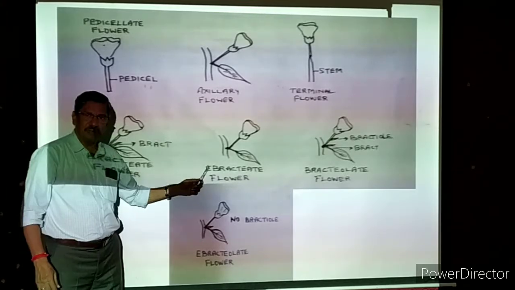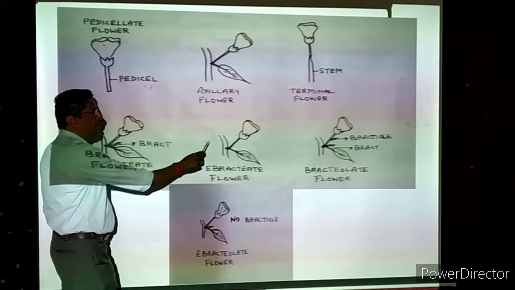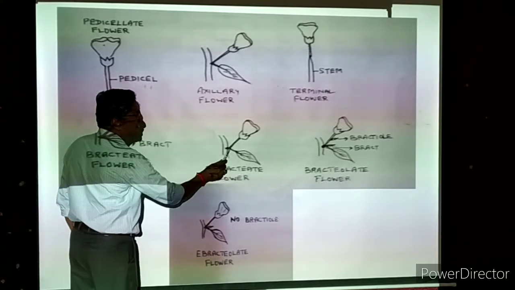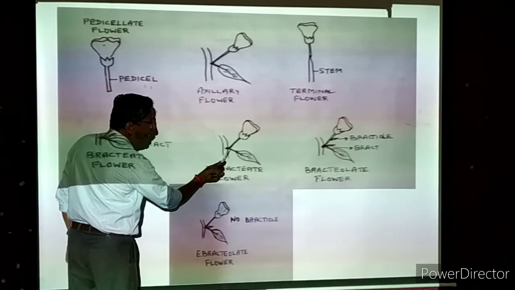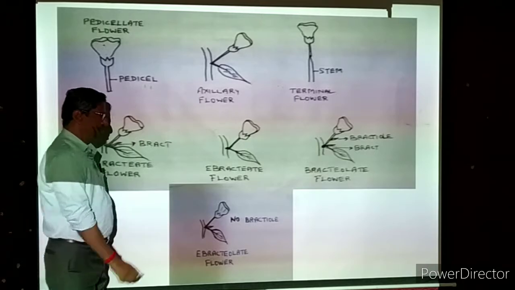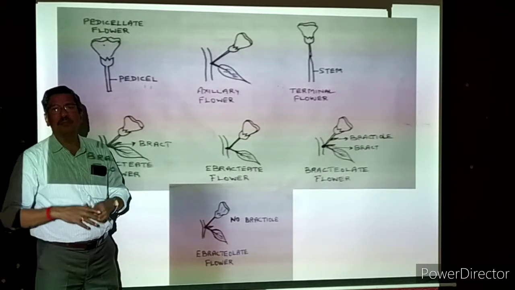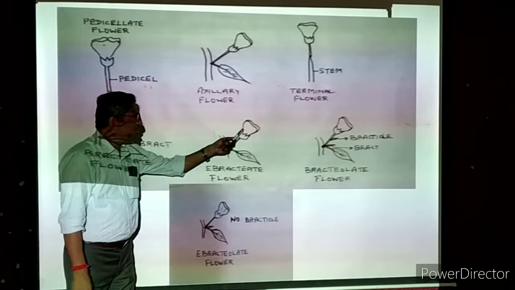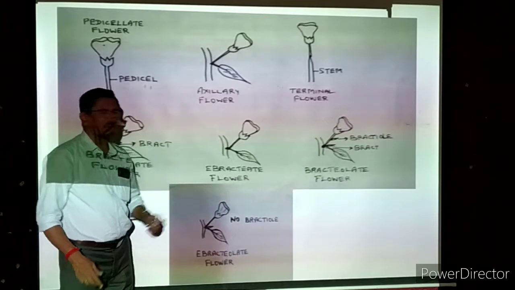Now, another flower we are coming to. Ebracteate flower. Now, what is the meaning of ebracteate? Stem is there, leaf is present, pedicel, floral parts. Now, this is the flower. At the base of the pedicel, you are observing, is there any leaf-like structure? That is absent. That means bract is absent. So, this is the flower without bract. It is called the ebracteate flower.